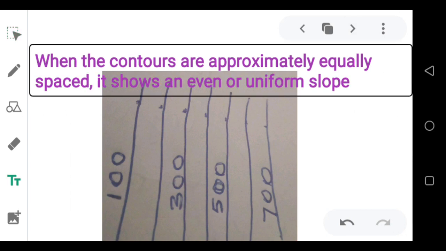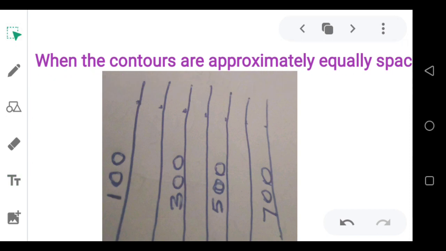Now, when contours are approximately equally spaced, it shows an even or uniform slope. Can you see this example below? The contours are approximately equally spaced. The space between one contour and the other are almost equal. So something like this is known as a uniform slope.